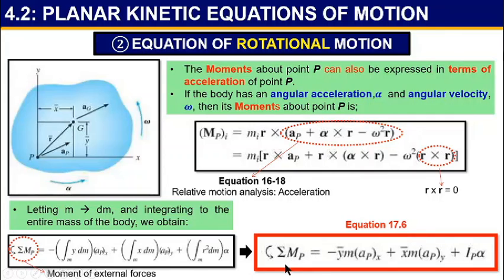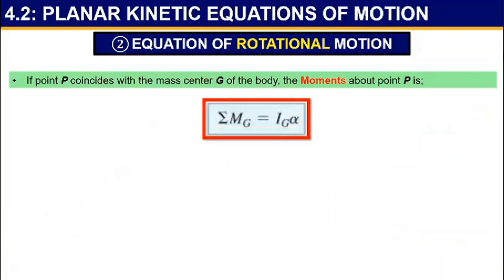The total moment about point P is equal to y bar, where y bar is the position y and x bar is the position x, plus Ip alpha, where Ip is the mass moment of inertia times the angular acceleration. So this is the equation for rotational motion.